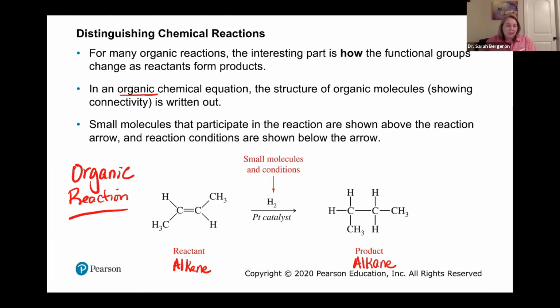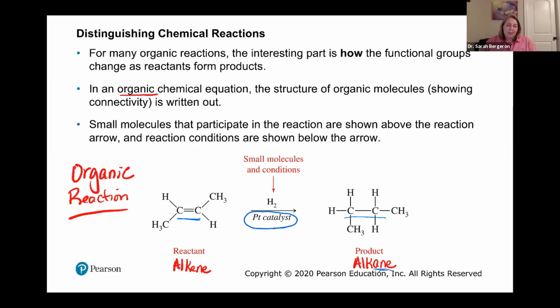So here's an example. We have an alkene, right? We have a double bond, a carbon-carbon double bond. So we know that's an alkene right there. And now it's going to undergo a chemical reaction. So we said we could put our catalyst either above or below the arrow, and it's catalyzing these reactions. And we're looking at our product. Our product is an alkane because we have a carbon-carbon single bond here.